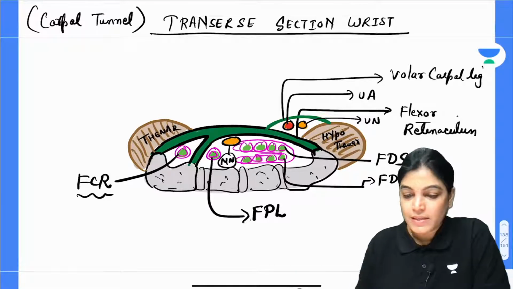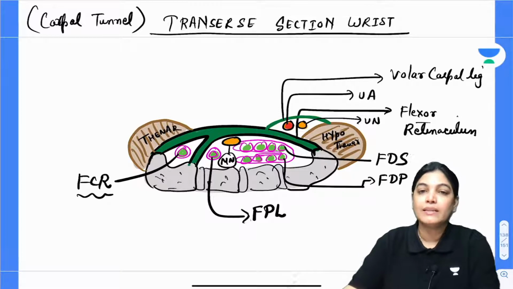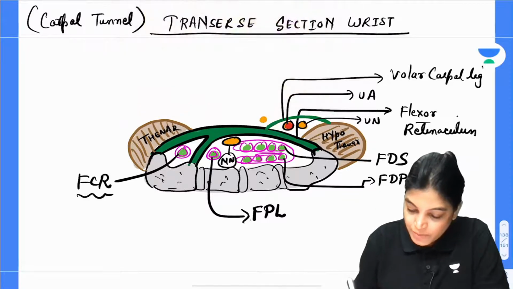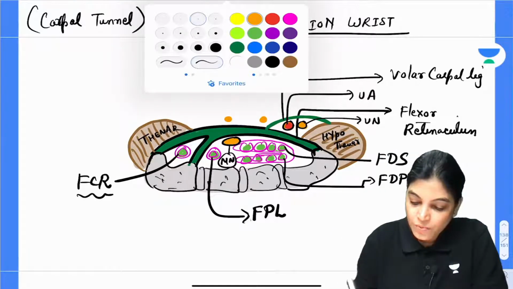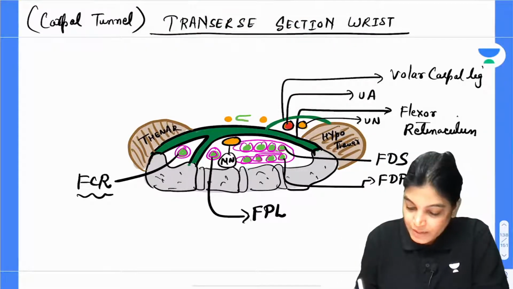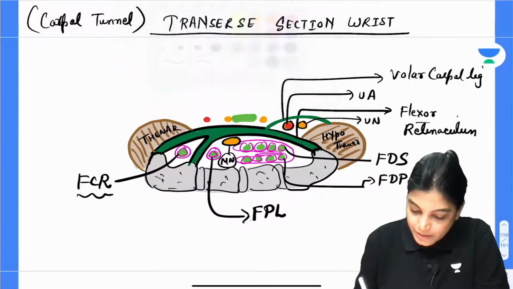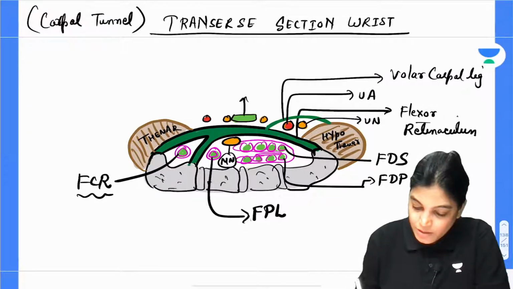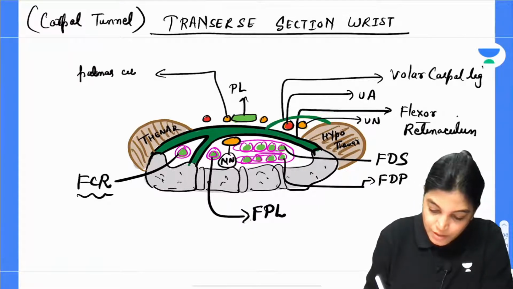Now the structures which are passing superficial to the flexor retinaculum. Two structures are already done, that is the ulnar nerve and the ulnar artery, as we move from medial to lateral. Other than that, we have the palmar cutaneous branches of the median nerve and of the ulnar nerve, and in between we have the tendon of the palmaris longus muscle, and laterally one superficial branch of the radial artery. So let's name it, everyone. See here, this is the palmaris longus muscle, PL, and this is the palmar cutaneous branch of the median nerve.